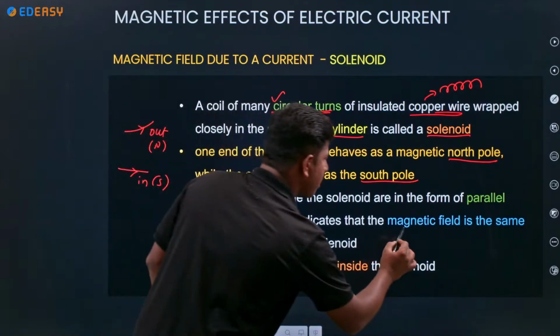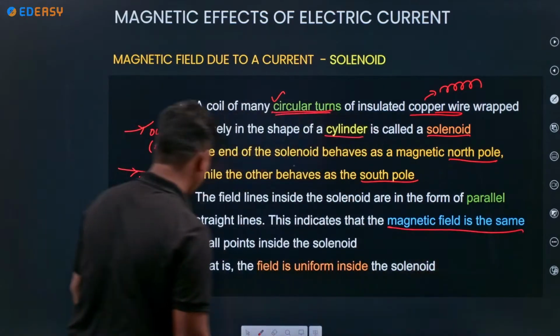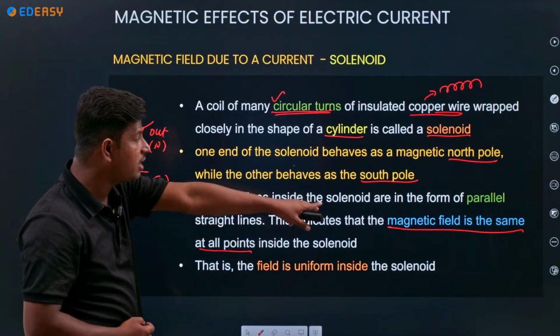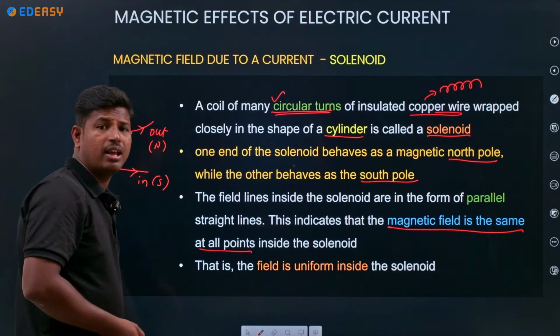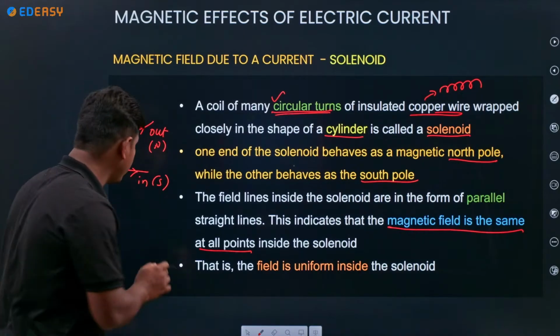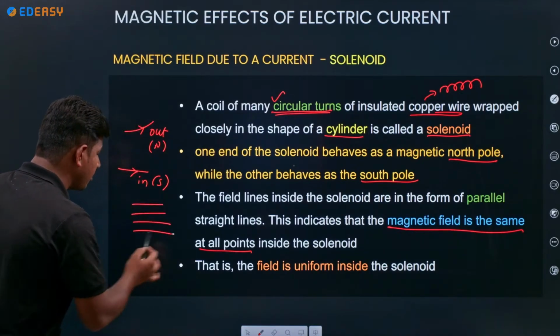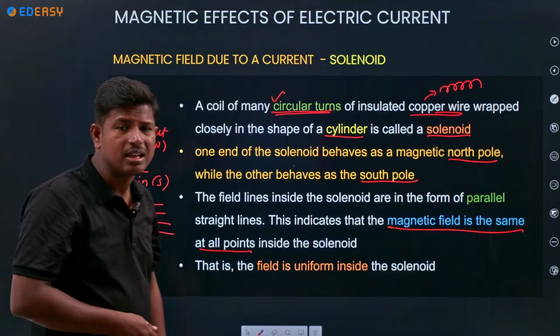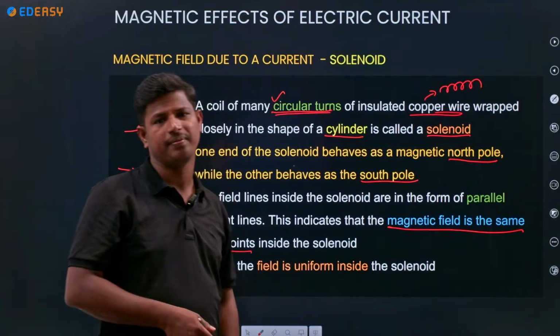Then the magnetic field is the same at all points. Where are the magnetic field lines the same? At the center. At the center, how will it be? Parallel. What is the meaning of parallel? At every point it is the same.